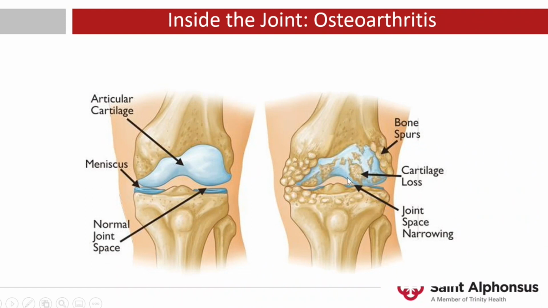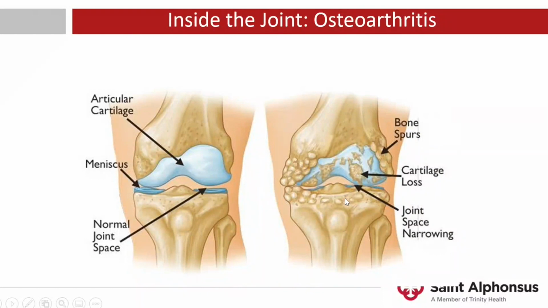In the process of osteoarthritis, you can see the cartilage is lost from the surface of the bone. So the bone underneath the cartilage is exposed. And as a result of that inflammation, the bone starts producing more bone, or what we call bone spurs or osteophytes.